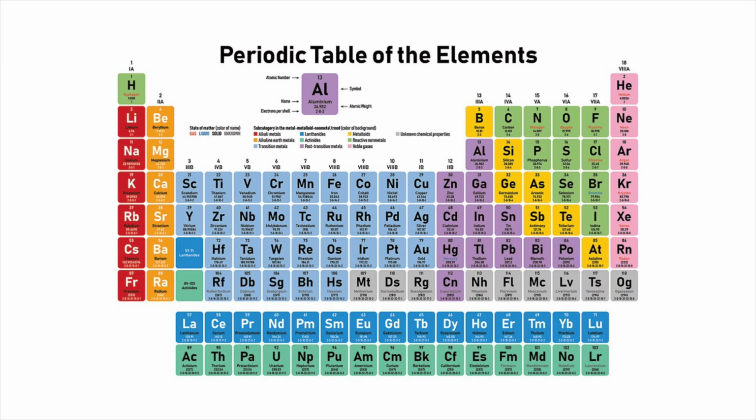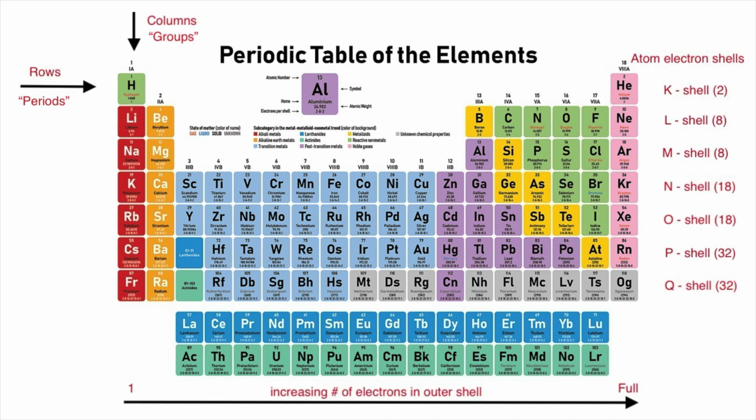Here, you can see the periodic table, and even I, at first, was very confused about what all of these different colors meant. Well, I'm here to talk it through with you, step by step. First of all, the periodic table is divided into rows and columns. The rows are called periods and the columns are called groups.